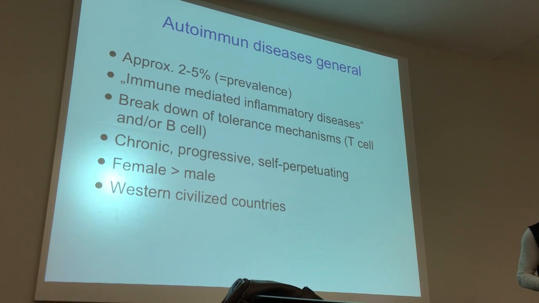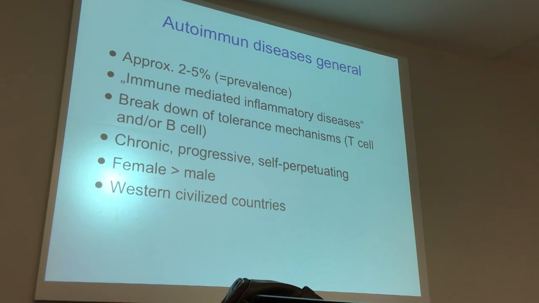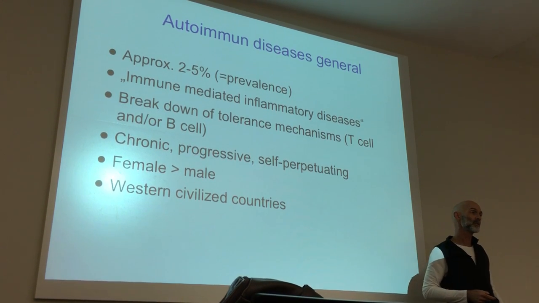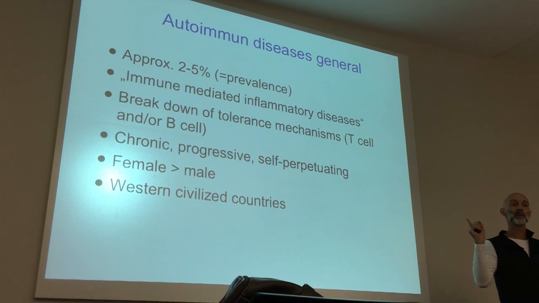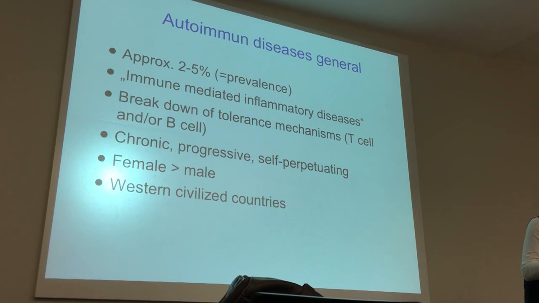So how often do we see these diseases? Approximately 2 to 5% of the population suffers from an autoimmune disease. We nowadays more like to talk about immune-mediated inflammatory diseases. As we will also see in the case of rheumatoid arthritis, these criteria that were postulated by Rose and Witebsky do not hold true for all these diseases.